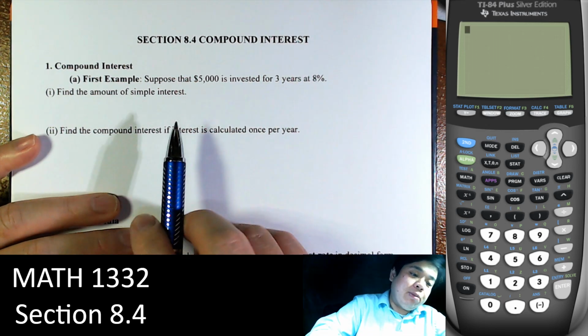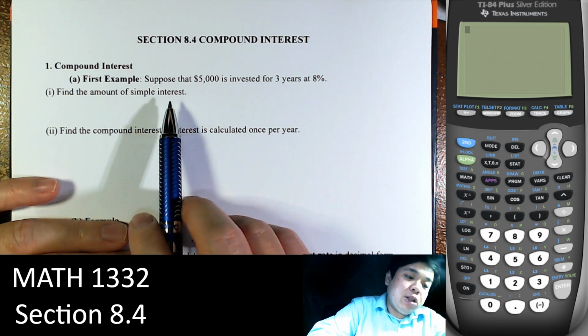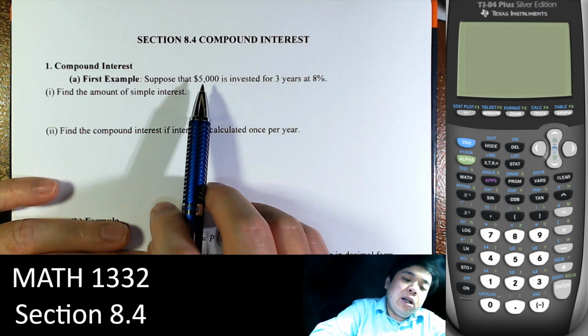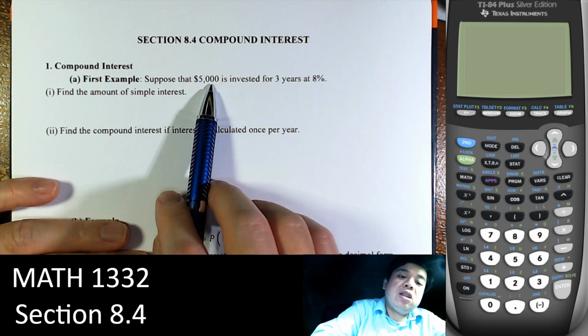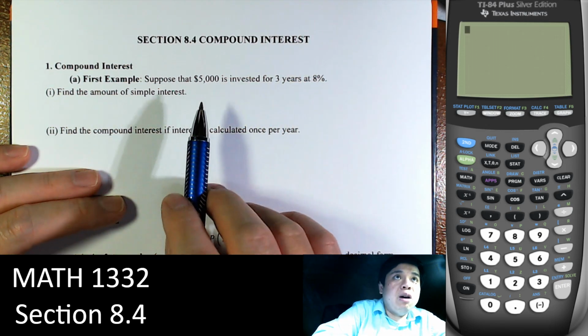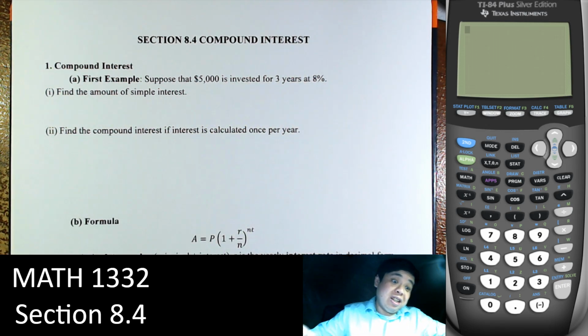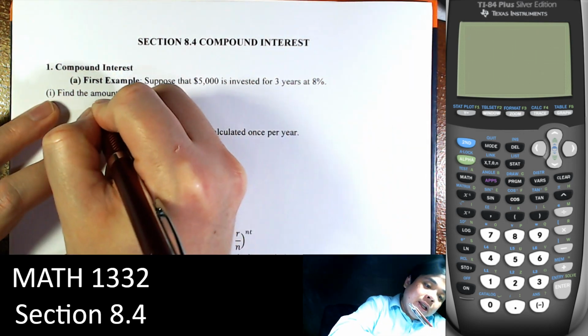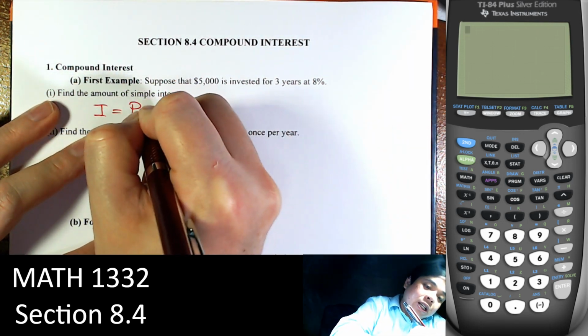Alright, now let's look at this one. Suppose that $5,000 is invested for 3 years at 8% interest. Find a simple interest. Well, that's easy. That's from the previous section. I equals PRT.